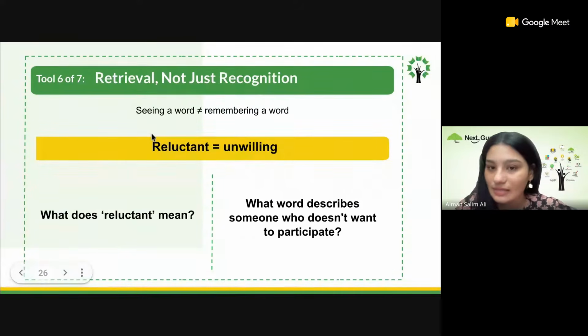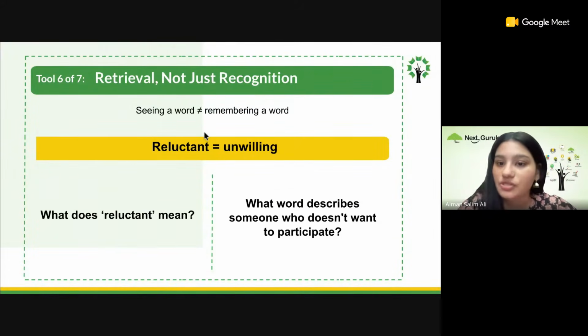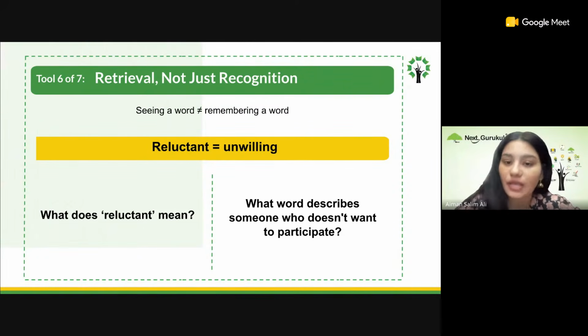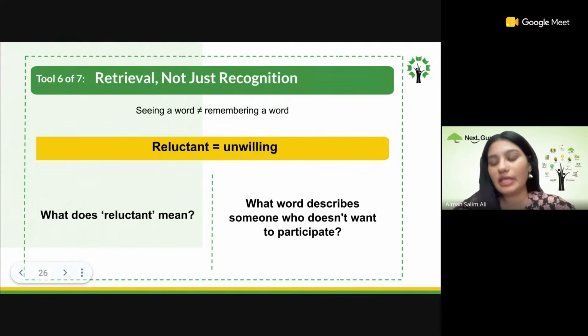We come to the sixth strategy, which is retrieval, not just recognition. What does it mean? It means that seeing a word is not equal to remembering a word. Just because we are looking at different words every day does not mean that I will also remember that word. When do we actually remember a word? If we tell them reluctant is equal to unwilling. So reluctant means unwilling.